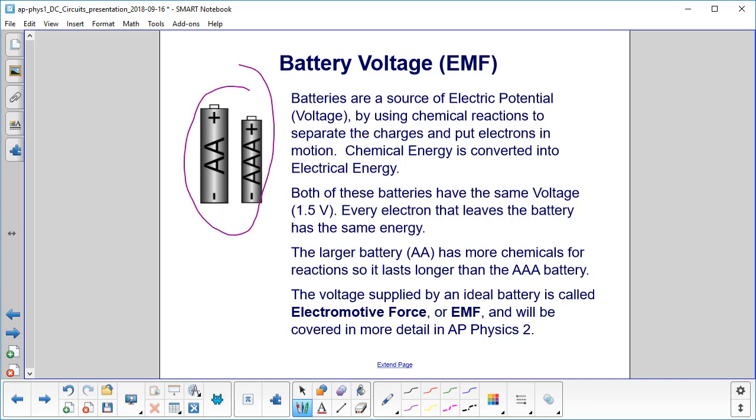The voltage supplied by an ideal battery, that's a battery without any resistance, without any age problems, just a perfect battery, is called EMF, or electromotive force. Don't worry about it so much right now. I just wanted to put the name out there because we'll be using it. It will be discussed in greater detail in AP Physics 2.